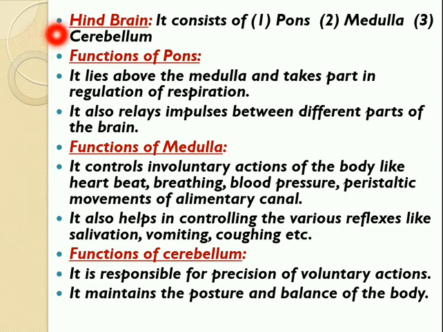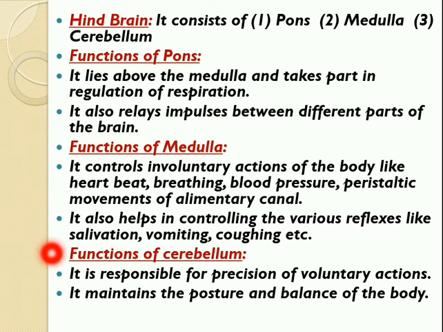Now, hindbrain consists of pons, medulla, and cerebellum. Let's see the functions of pons. You have seen the location of pons in the diagram of the human brain. It lies above medulla and takes part in regulation of respiration. It also relays impulses between different parts of the brain. Functions of medulla: it controls all the involuntary actions of the body like heartbeat, breathing, blood pressure, peristaltic movements of the alimentary canal. It also helps in controlling various reflexes like salivation, vomiting, coughing, etc.